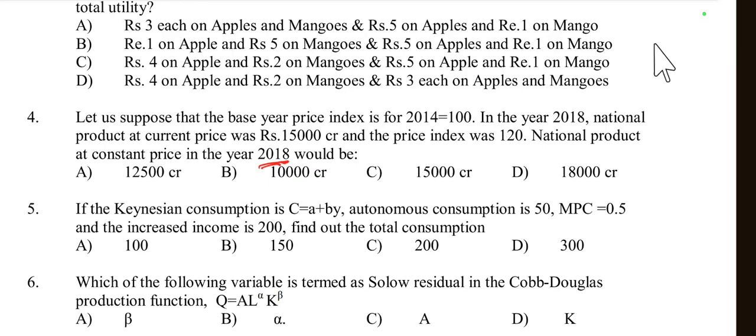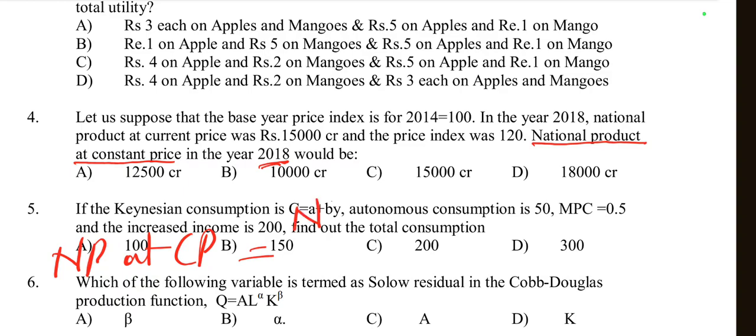The formula for national product at constant price is: national product at constant price is equal to national product at current price by price index into 100. So here national product at current price, the current price value, is equal to 15,000 crore.